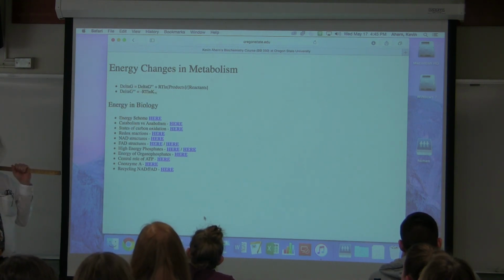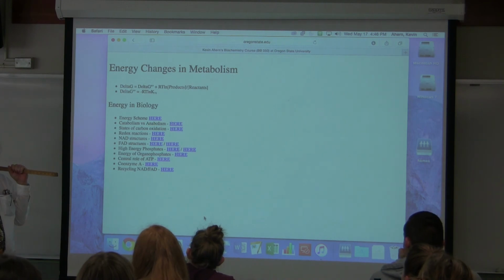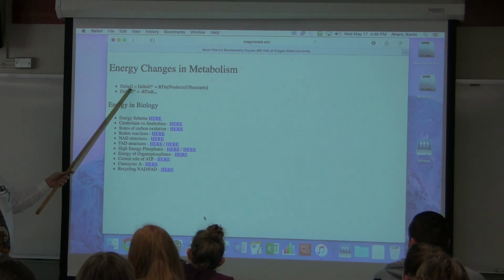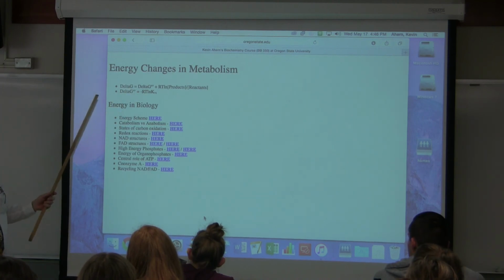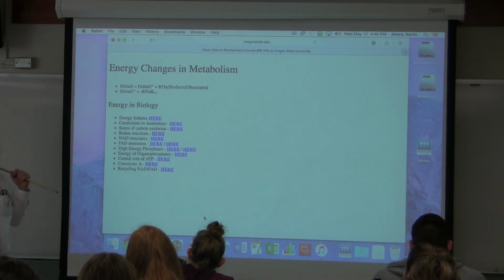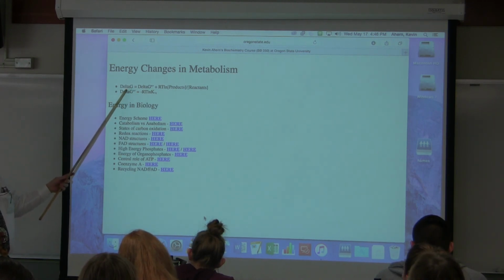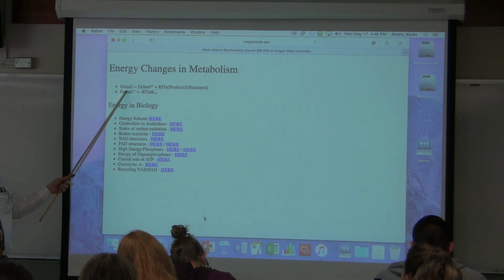Everybody's seen this equation. We've talked very briefly about Gibbs free energy before. Gibbs free energy, which is this guy here, the change in Gibbs free energy for a reaction, tells us a reaction direction. If the Gibbs free energy change for a reaction is negative, the reaction goes forward as written. If it's positive, it goes backwards as written. And if it's 0, it's at equilibrium.